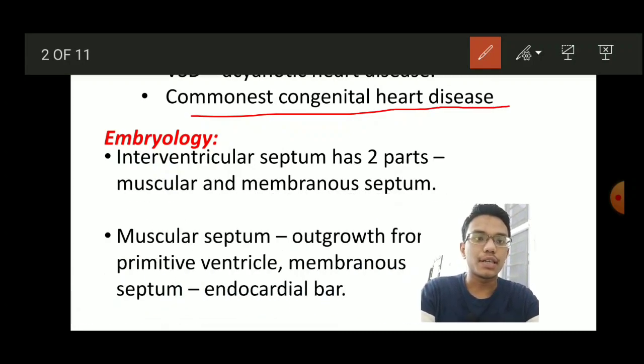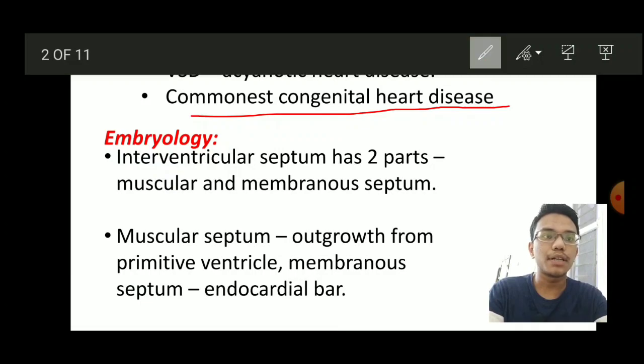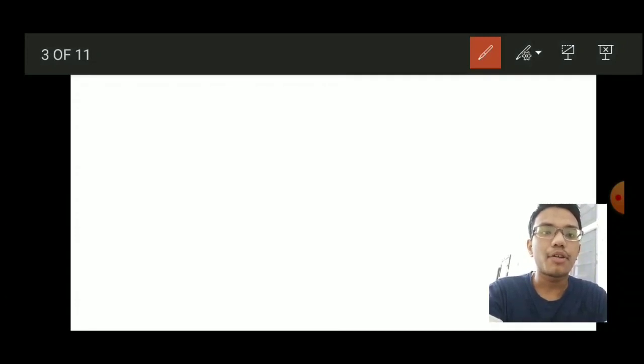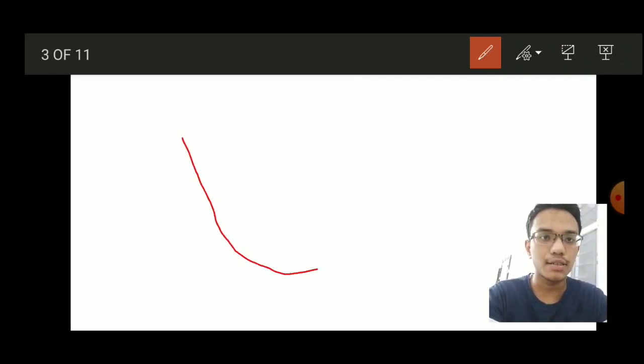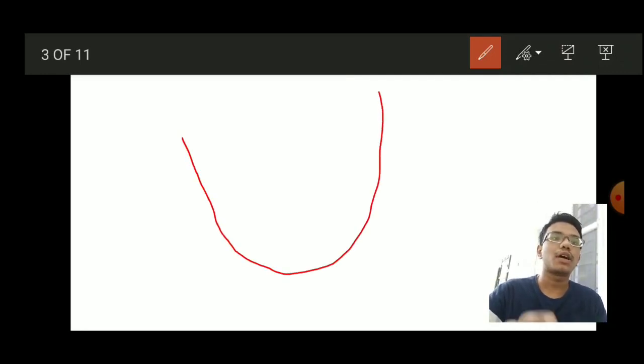And embryology. Regarding the embryology, you should know a little bit, because I will give you a brief about embryology so that it will be easy for you to understand the pathophysiology of VSD. Okay, so in embryology, let me draw a diagram now. It's a simple diagram. I will draw only the lower portion of the heart. Consider this. This is the lower portion of the heart which develops into the right and left ventricle.